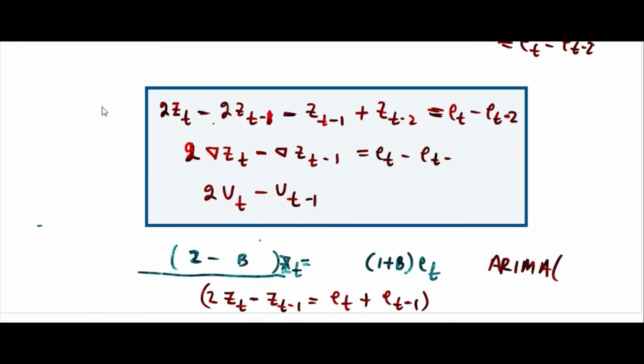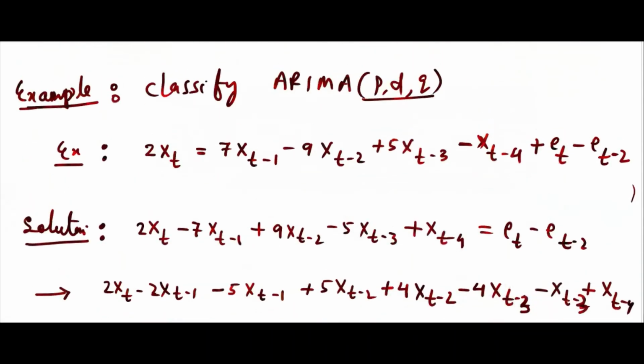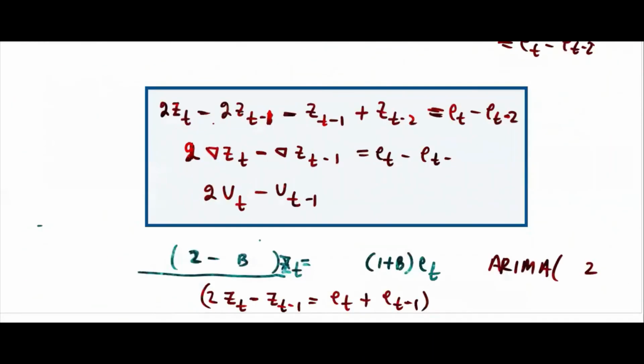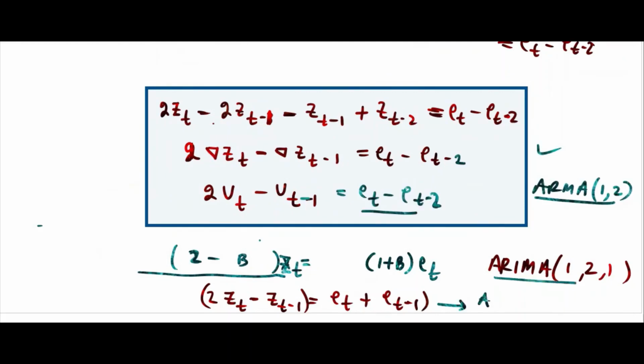ARIMA. How many times did we differentiate? 2 times, not 3 times. See, it's not 3 times, this is wrong. You have to write 2 here. Then here if you see zt minus 1, 2 minus b, here we have 1, and here also we have 1. We got ARIMA 1 2 1. This is correct.